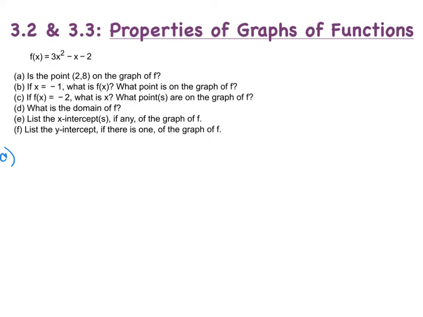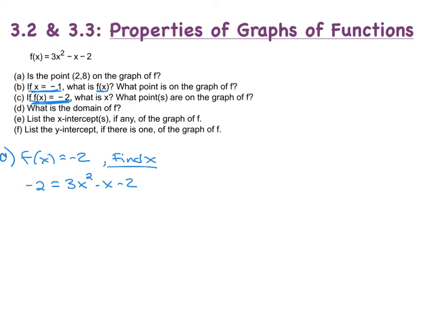Okay, let's talk about C after I clean this up a little bit. There we go. C says, if f of x is -2, what is x? Ooh, that's different than B. B gave us the x value and had us find the f of x value. In C, f of x is equal to -2. So that would be -2 equals 3x squared minus x minus 2. And now we have to find x.